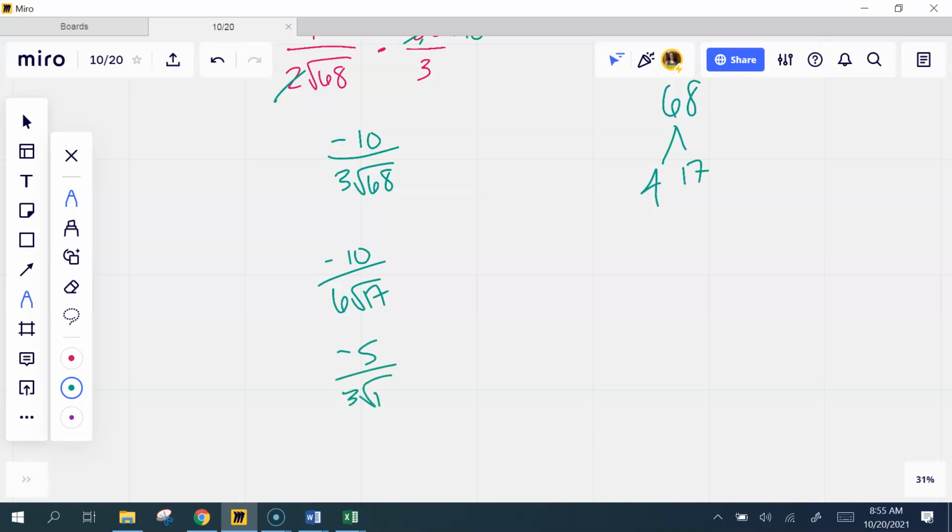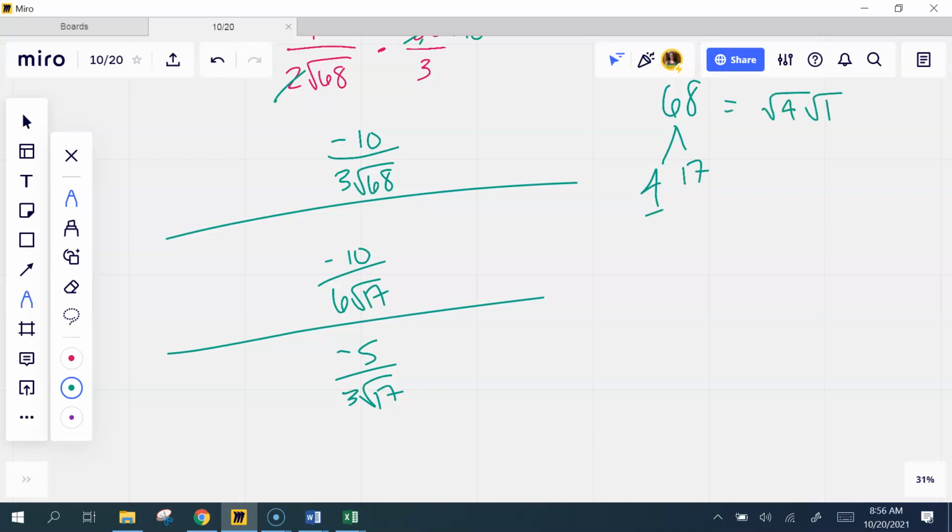These simplified versions like this are coming in if you're struggling with that. So the first thing I did was split up that 68. You take the biggest perfect square you can divide it by, which is 4. So 68 is the same thing as the square root of 4 times square root of 17. Square root of 4 is 2. So this becomes 3 times 2 times the square root of 17, that's where the 6 square root of 17 comes from. It was already there.